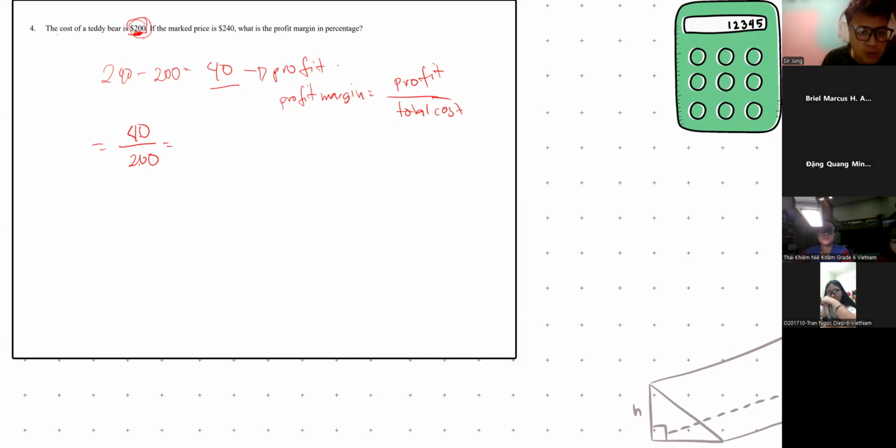So that should be equal to how much is this? 20%, right? Or yeah, 20%. 2 over 8, no, 1 over 5, right? That's 1 over 5 or 20%.